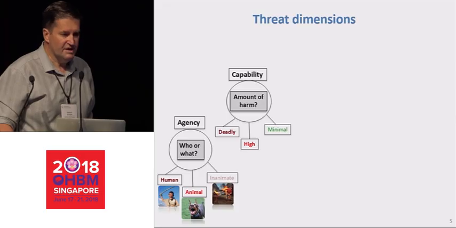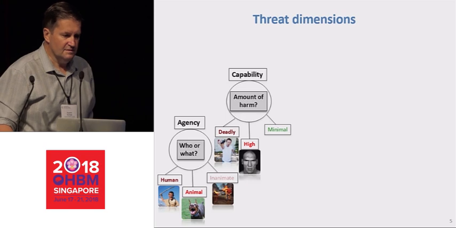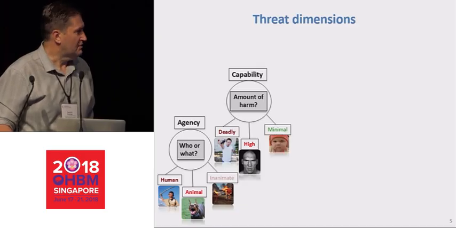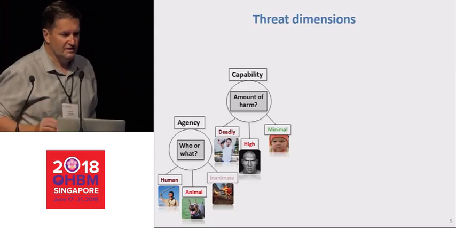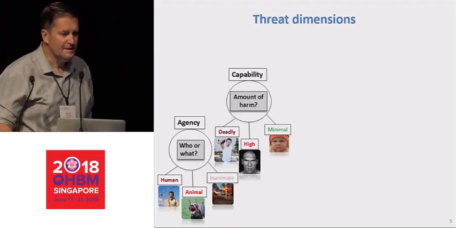Another very important dimension is capability. So the amount of harm that this agent can inflict on you. So it could be deadly, like someone with a gun, could be a high amount of harm, like this tough-looking dude there, or a minimal amount of harm, like this baby, who is very angry, but he's probably not going to do you a lot of harm.